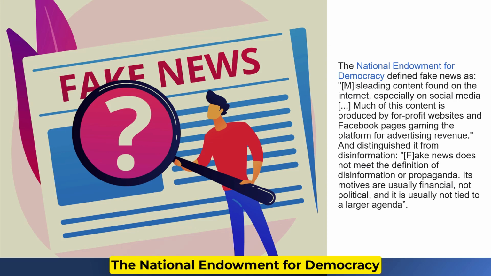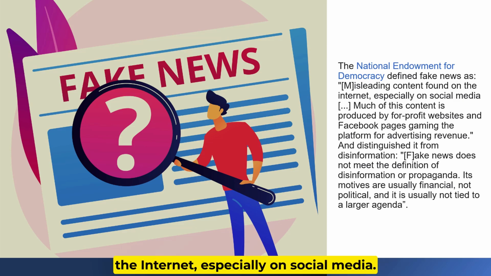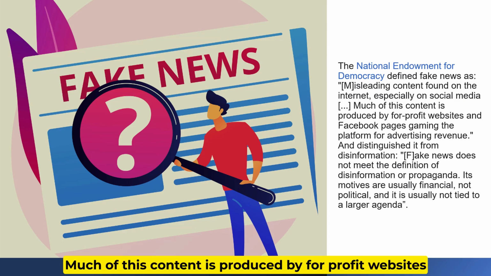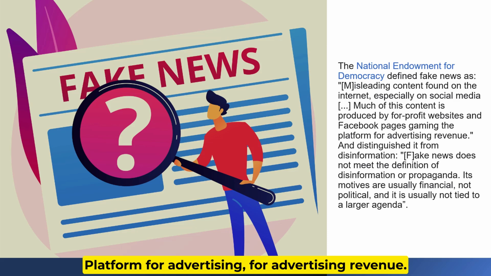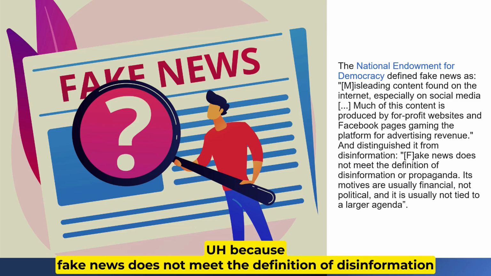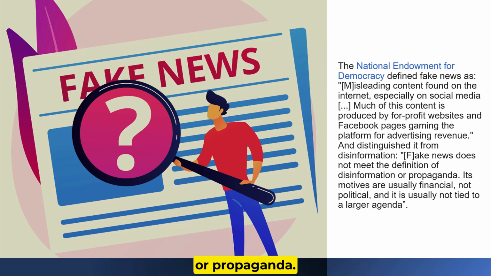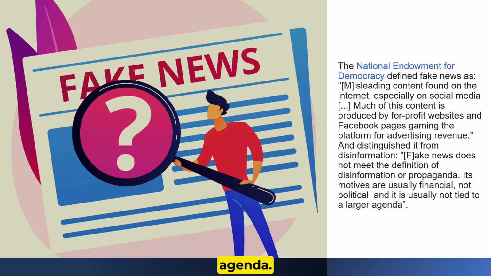The National Endowment for Democracy defined fake news as misleading content found on the internet, especially on social media. Much of this content is produced by for-profit websites and Facebook pages gaming the platform for advertising revenue. And distinguish it from disinformation because fake news does not meet the definition of disinformation or propaganda. Its motives are usually financial, not political, and it is usually not tied to a larger agenda.